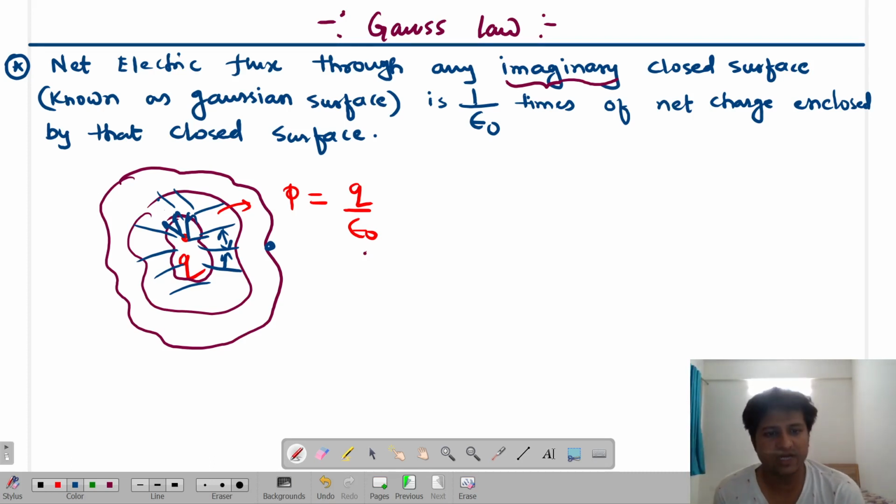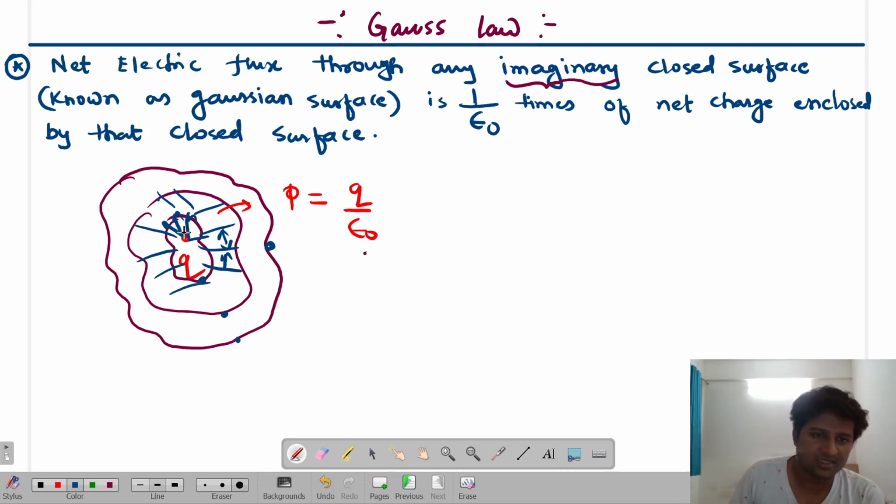Uniform, because my field lines are uniform. Are you able to get me? And that's why he is saying about imaginary closed surface. The difference is simple. See, here the field is different, here the field is different, here the field is different. But the number of field lines in this region is same with the field lines in this region, is same with the field lines in this region.